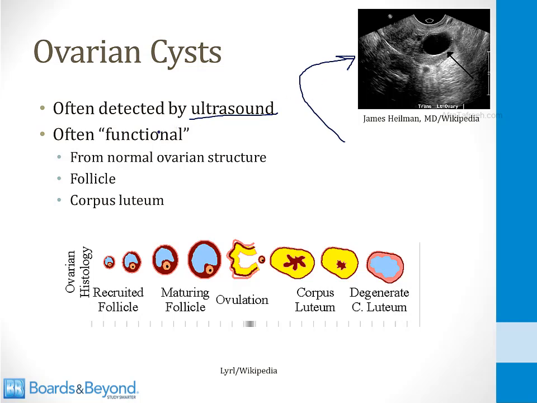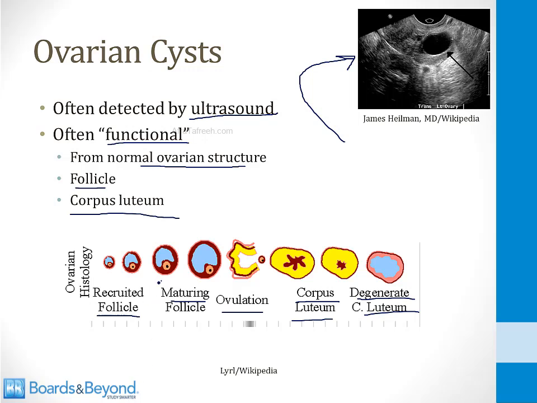And ovarian cysts are often functional, and by functional I mean they usually come from a normal ovarian structure, so many times they derive from an ovarian follicle or the corpus luteum. By way of review, the follicles in the ovary go through a natural progression each menstrual cycle. So some follicles are recruited and mature, then ovulation occurs, and then the corpus luteum forms, which secretes progesterone, and then around the time of menstruation, the corpus luteum begins to degenerate. So functional cysts usually result from one of these normal structures in the ovary.